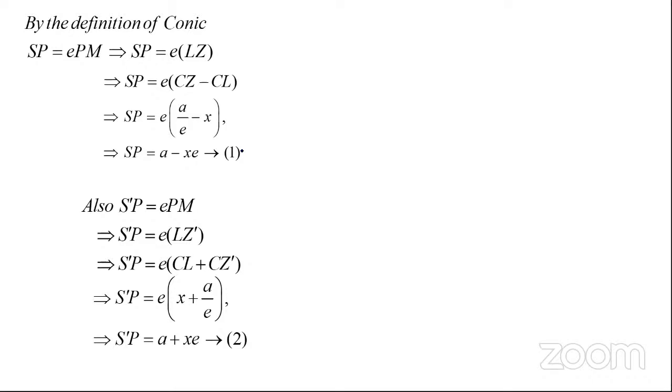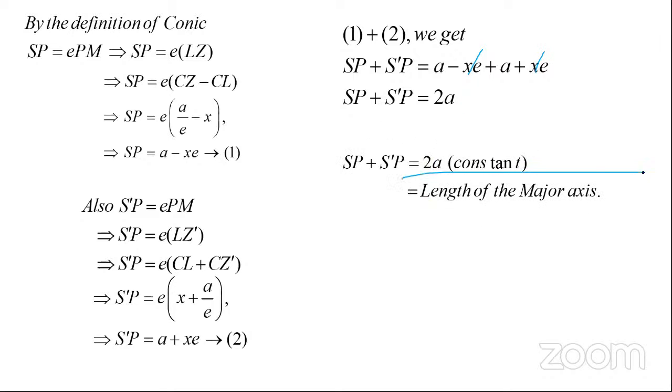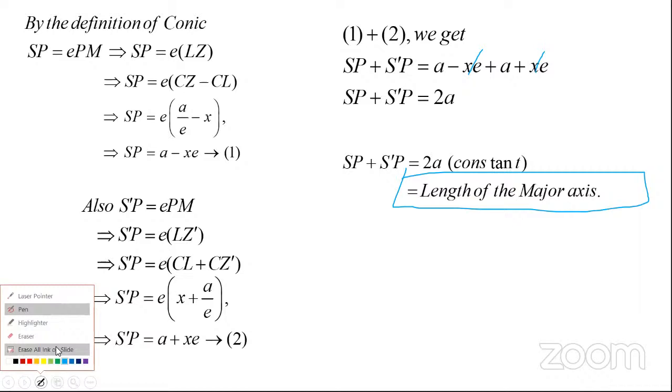Just we have to find 1 plus 2 only. What is the question asking? SP + S'P equals a constant value, so you just have to add them. SP + S'P = a − xe + a + xe. The xe terms cancel and you will get 2a. This is the constant value, and this is nothing but the major axis when a is greater than b. If b is greater than a, this is called the length of the minor axis. Most important problem, students. Please practice this one and also take it as an assignment. Next.